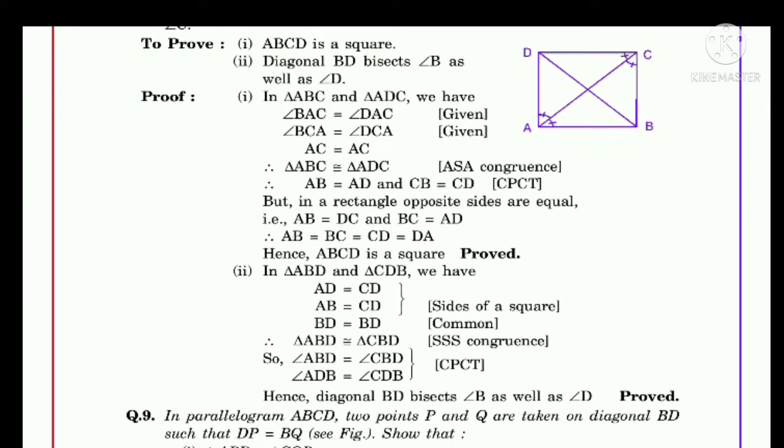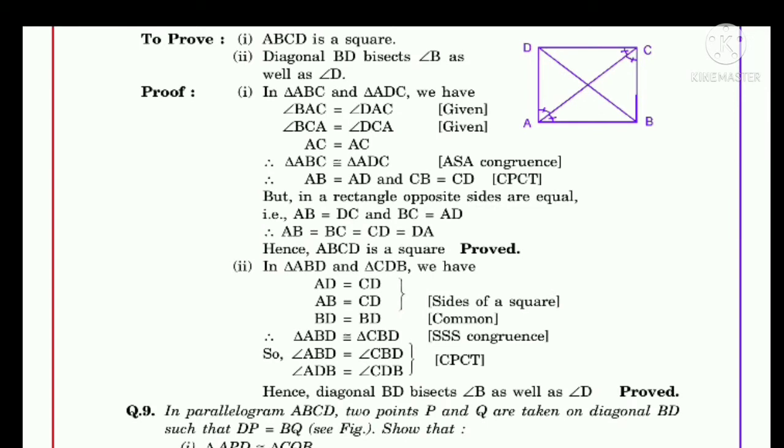If you see the diagram, angle ABD is equal to angle CBD. Two angles we get here, as well as ADB is equal to CDB. Here another two angles are equal. So from here what we can say is, hence diagonal BD bisects angle B as well as angle D. This one is about the proof.